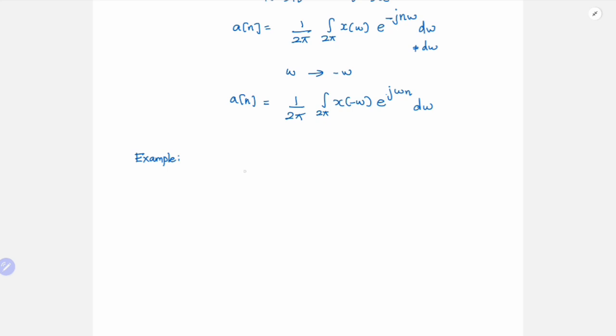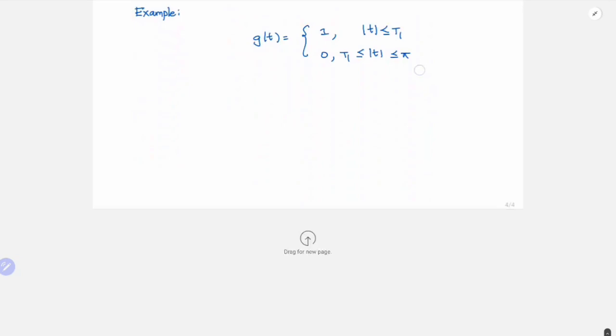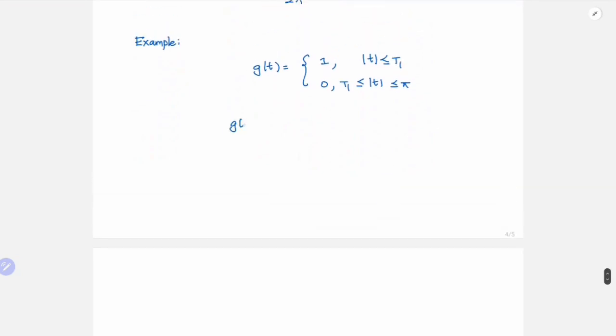So we know our very familiar example. Let me take g of t equal to 1 for mod t less than or equal to t1, and 0 for mod t greater than t1 and less than or equal to pi, because it is 2 pi periodic. So for this g of t, what are my continuous time Fourier series coefficients?